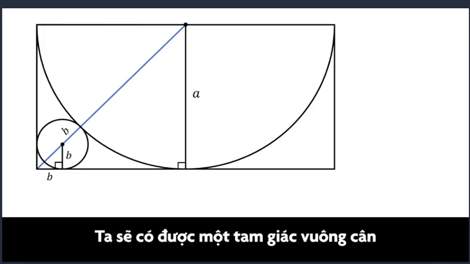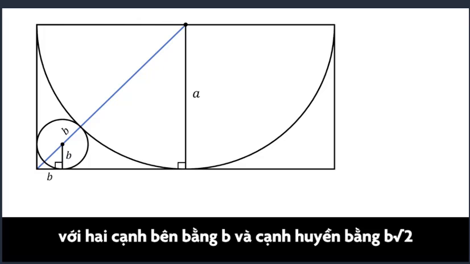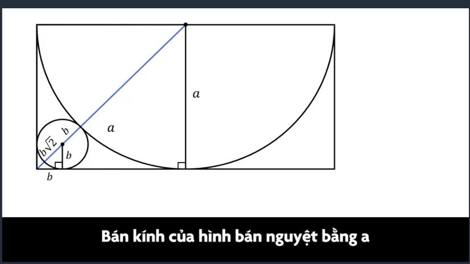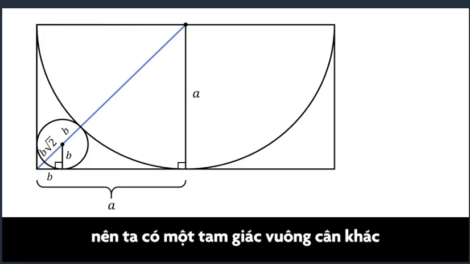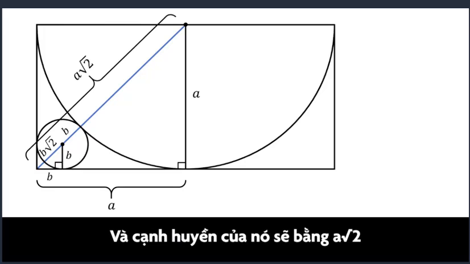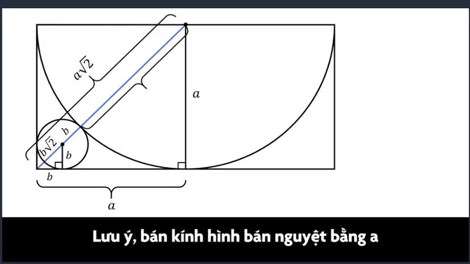Therefore, we've created an isosceles right triangle where two legs are equal to b and the hypotenuse is equal to b times the square root of 2. The radius of the semicircle is equal to a, and therefore we have another isosceles right triangle, so its hypotenuse will be equal to a times the square root of 2. Notice we also have a radius of the semicircle right here.